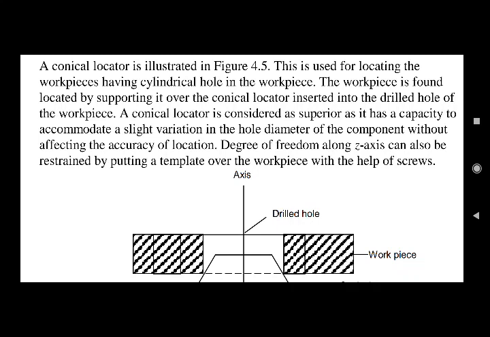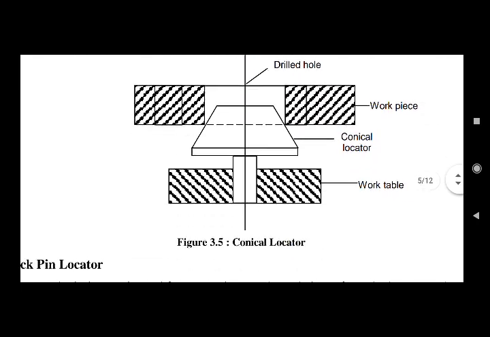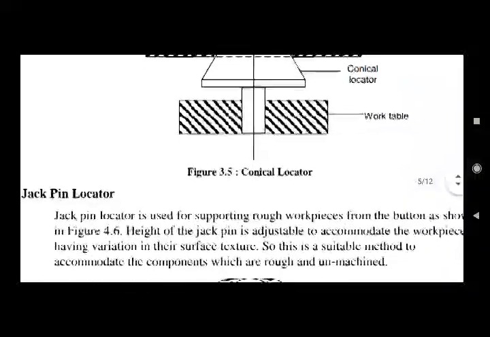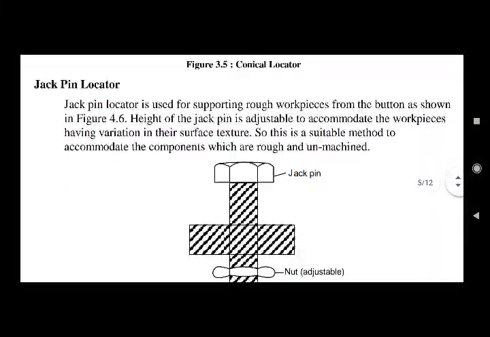A conical locator is considered superior as it has a capacity to accommodate a slight variation in the hole diameter of the component without affecting the accuracy of the location. Degree of freedom along z-axis can also be restrained by putting a template over the workpiece with the help of screws. Let us move. Jack pin locator.